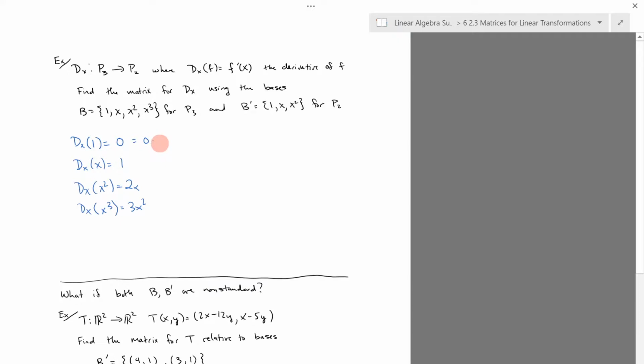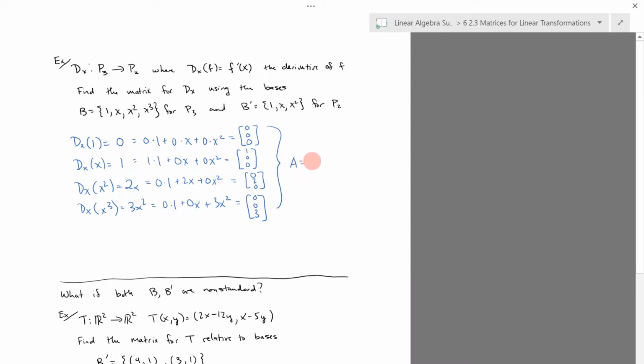So this is 0 times 1 plus 0 times x plus 0 times x squared. Similarly, this is 1 times 1 plus 0x plus 0x squared. And this is 0 times 1 plus 2x plus 0x squared. And this is 0 times 1 plus 0x plus 3x squared. Right, and so now the coordinate vectors are just taking these coefficients, right? So here is 0, 0, 0. The coordinates here are 1, 0, 0. Coordinates here are 0, 2, 0. Coordinates here are 0, 0, 3.